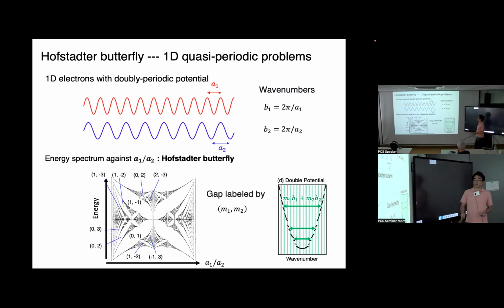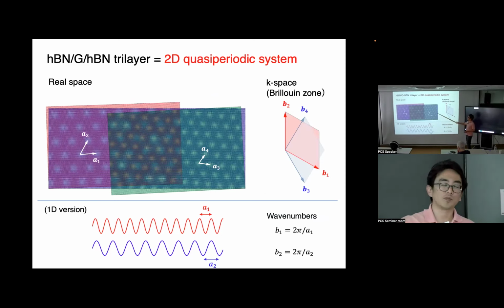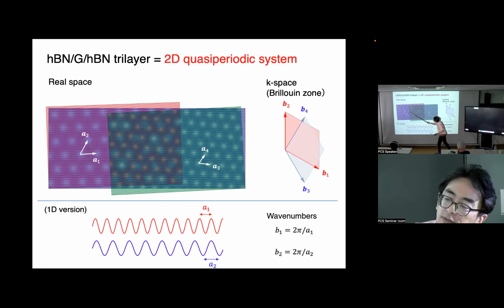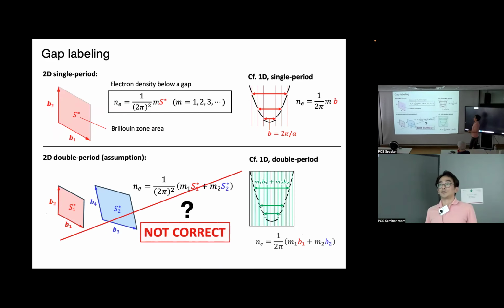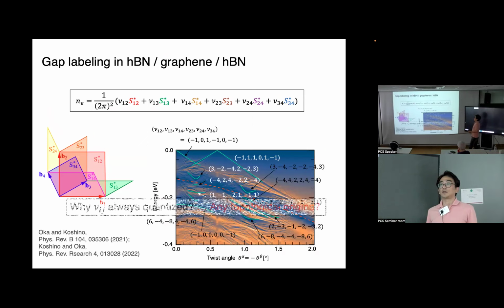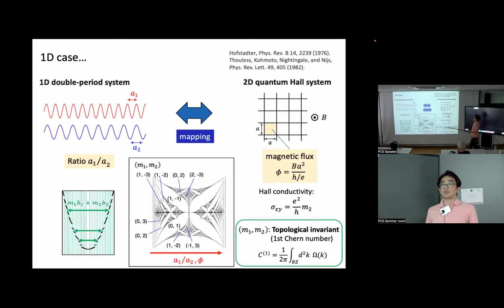Now, let me push this further. Our system is somehow the large two-dimensional version. Now you have the two-dimensional space, but you have different periodicities. You have four different wave numbers. Now, the 1D case, okay, so you have many gaps.